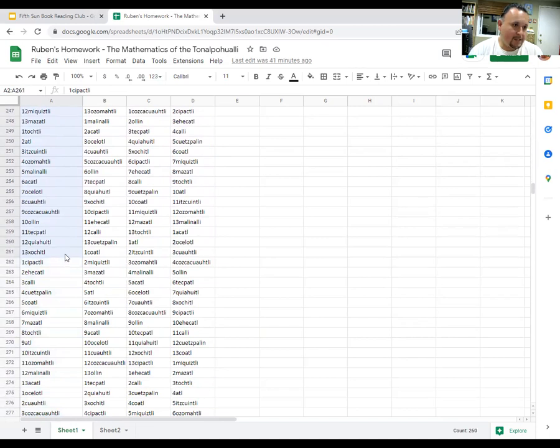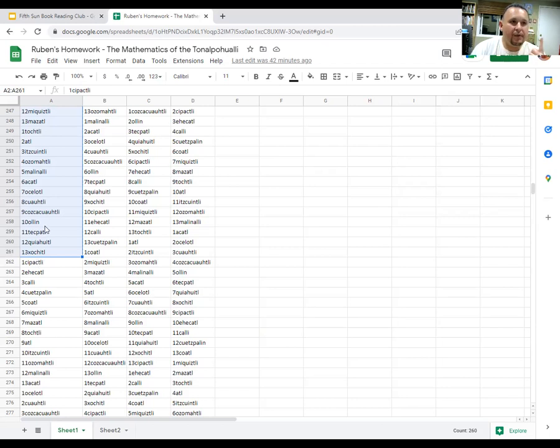And look what happens here. Okay, this is the 260th day. This is the last day in the Codex Borgia that I showed you. Well, since it's the 260th day, we have nowhere to go but back to the beginning, 1 xiuhpohualli. So in our calendar system, everything just cycles through, starting from 1, and then you're going again.